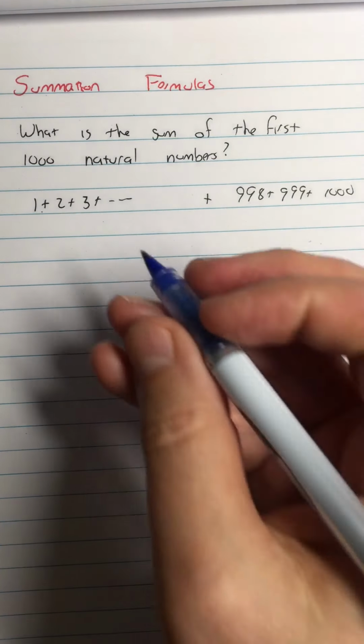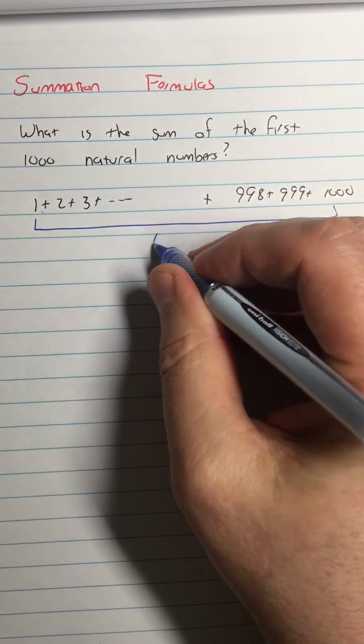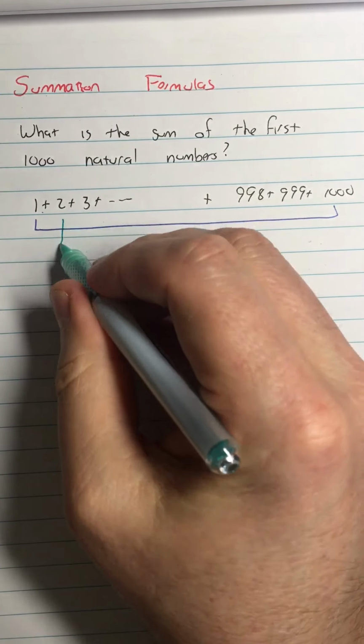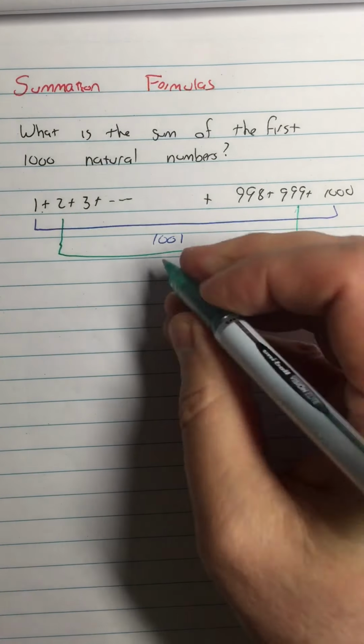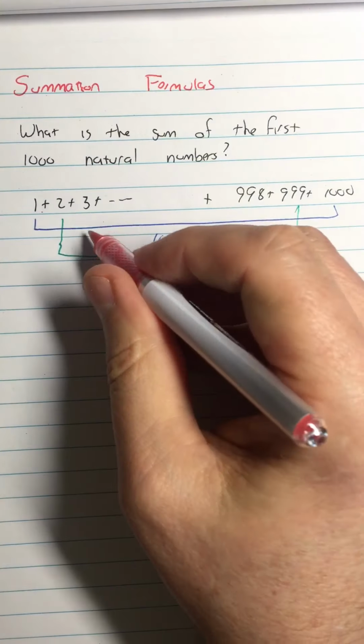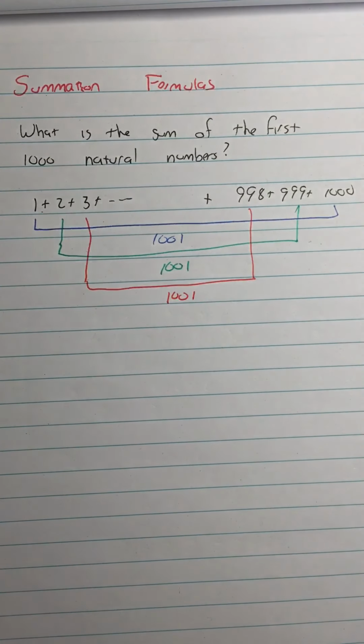So basically, you look at pairs of numbers that go first and last. So, what's 1 plus 1,000? It's 1,001. What's 2 plus 999? It's 1,001. What's 3 plus 998? It's 1,001. So you're going to have a bunch of 1,001s.